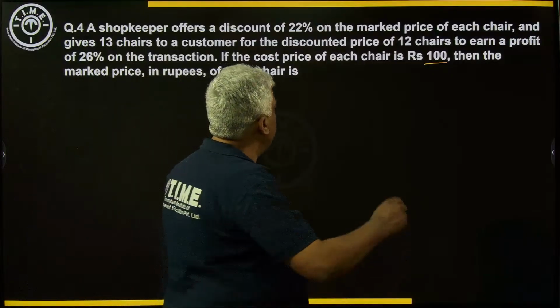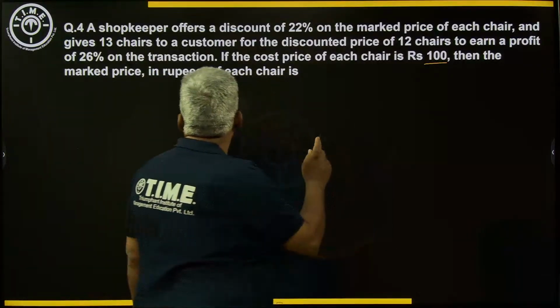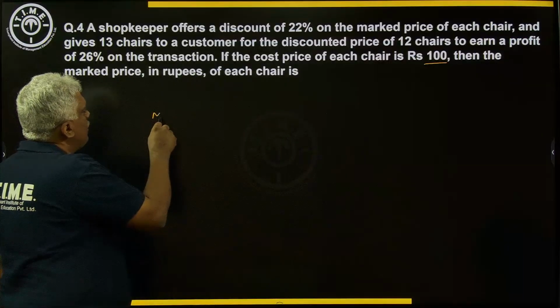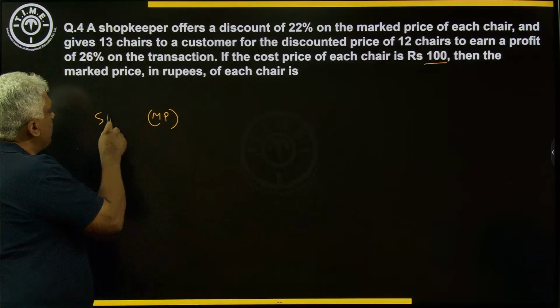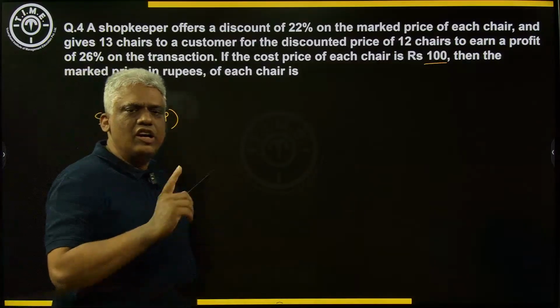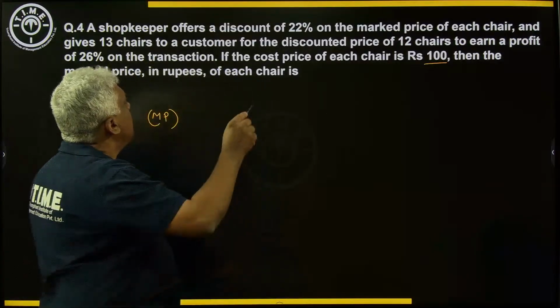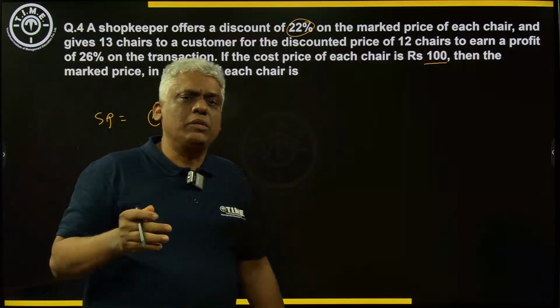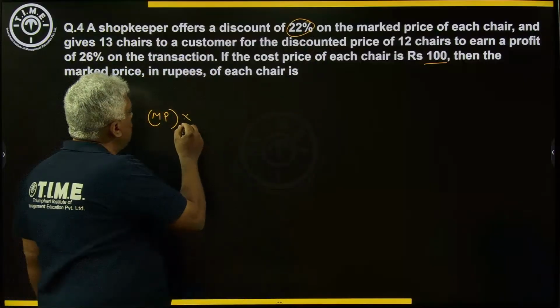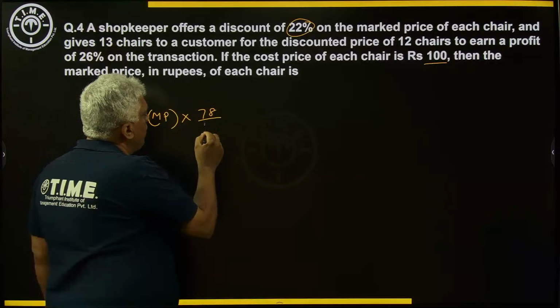So the marked price is MP, right? So what is the selling price? Now the selling price of one chair is the marked price of one chair, and he's giving a 22% discount. So he's charging 78% of the marked price. So this is the marked price into 78 by 100, right?